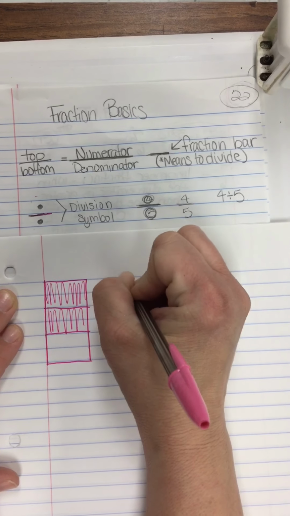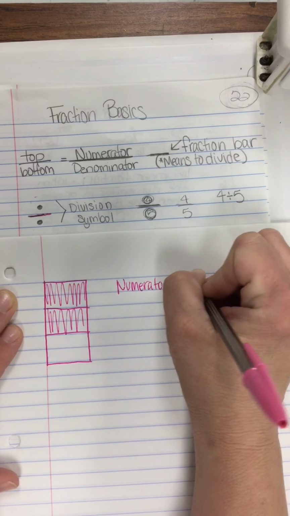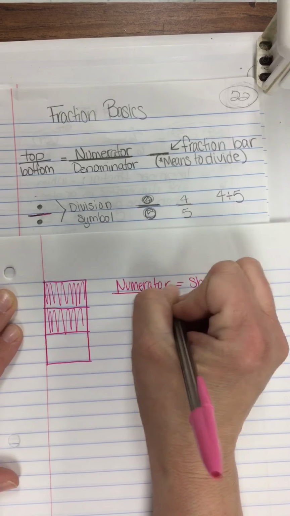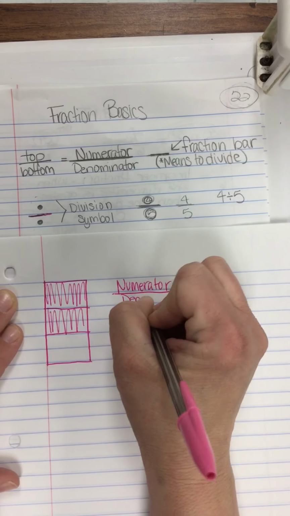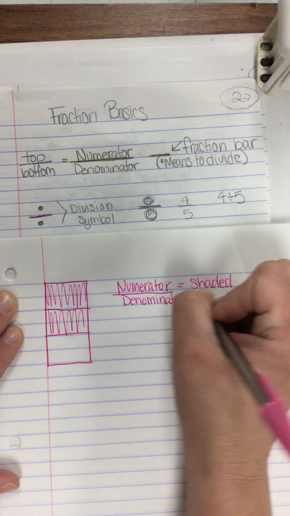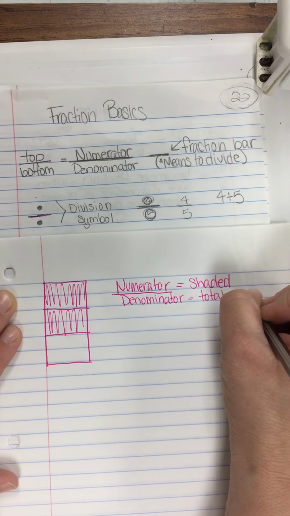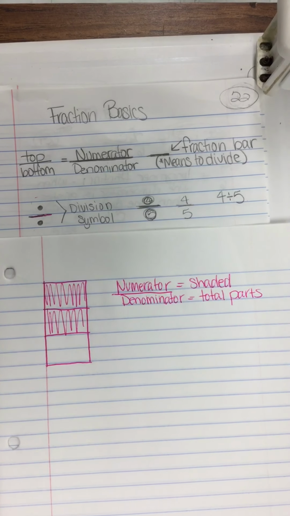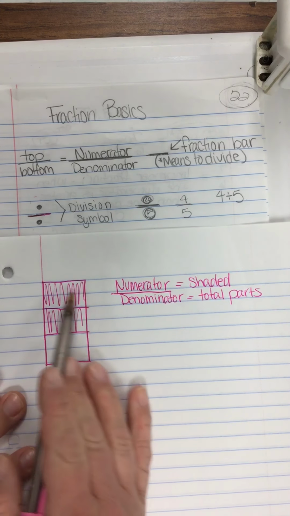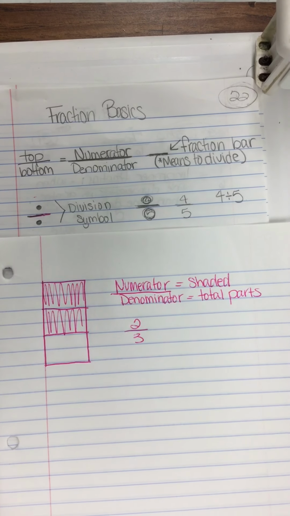When we look at our fractions in a picture, the numerator is the shaded part, and the denominator is the total number of parts. So the numerator is what's shaded, the denominator is how many total parts you see. When you look at this picture, you see 2 shaded out of 3 total parts.